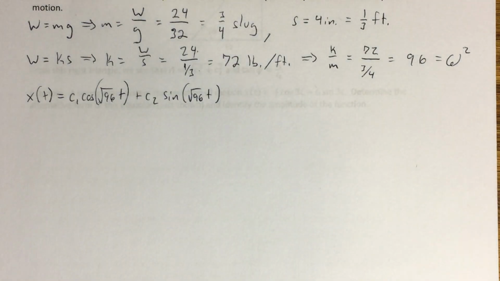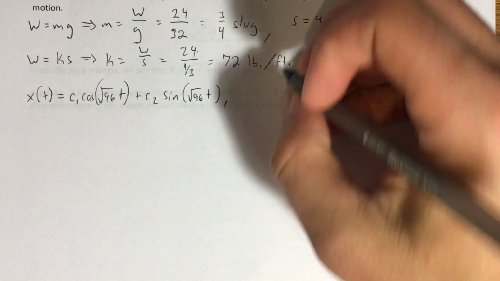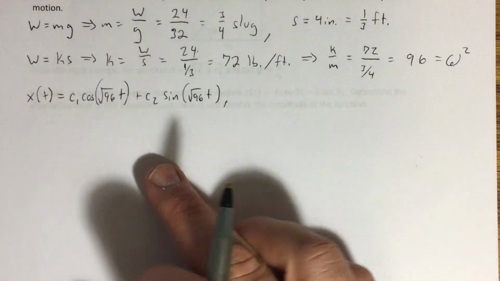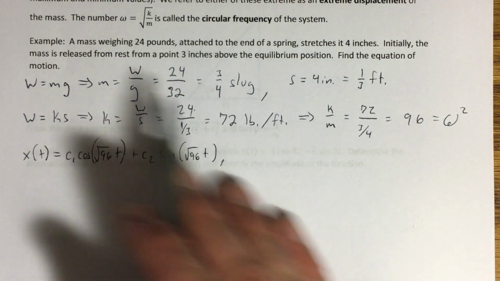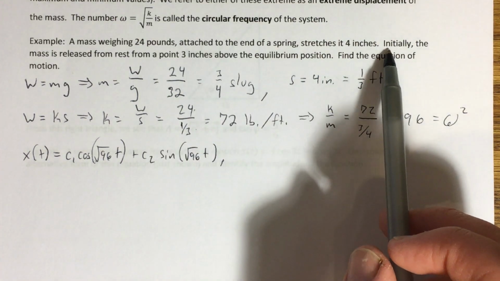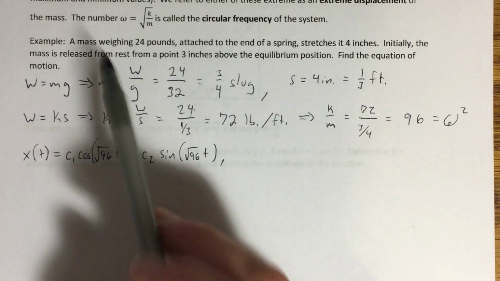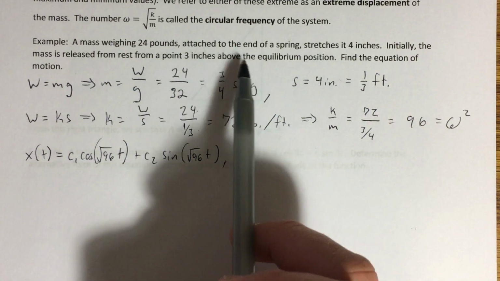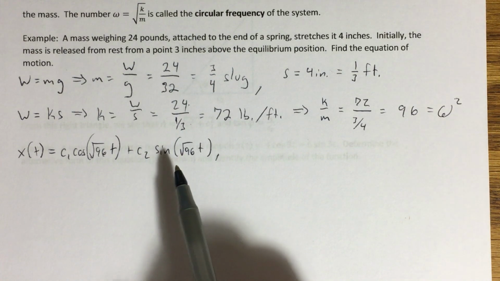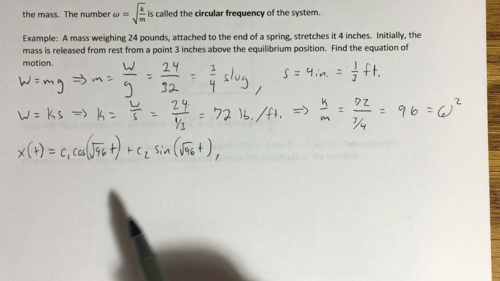Now, we're not done because that's a general solution, but we're given initial conditions here. So we need to actually go the extra couple of steps to figure out what c1 and c2 are equal to. So what can I discern from my initial conditions, or what are my initial conditions? It says initially the mass is released from rest from a point 3 inches above the equilibrium position.